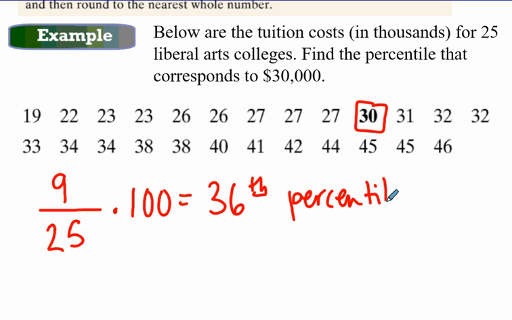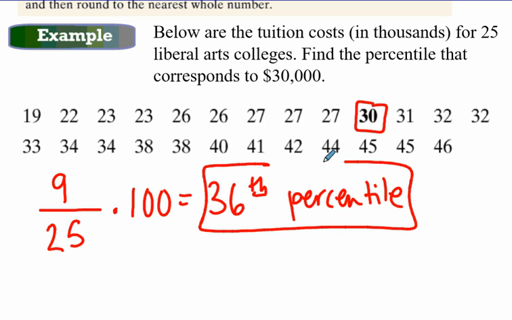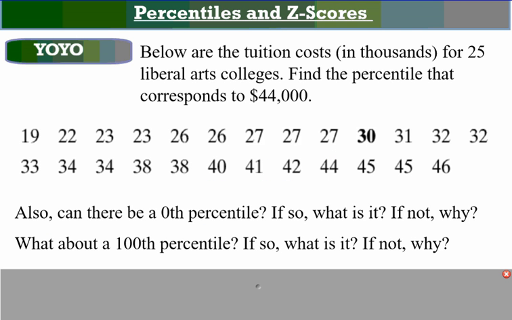And that is how you calculate a percentile given the raw data set. I'm going to give you a chance to try. Taking the same data set we had a second ago, I want you to tell me what would be the percentile that corresponds to $44,000. Also, to extend your knowledge a little bit, I'm going to ask you an extension question.